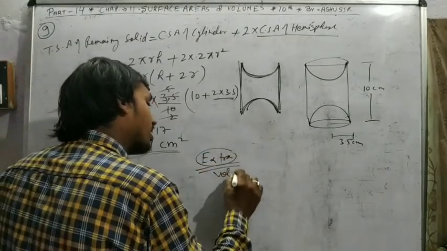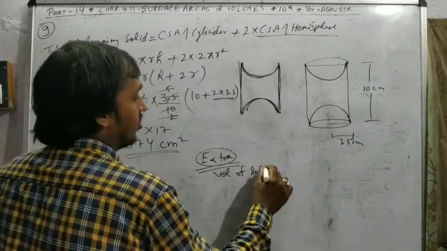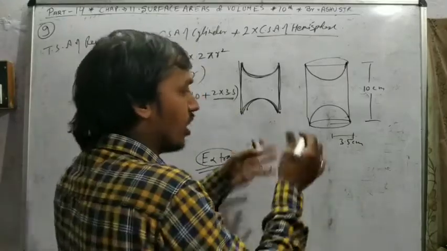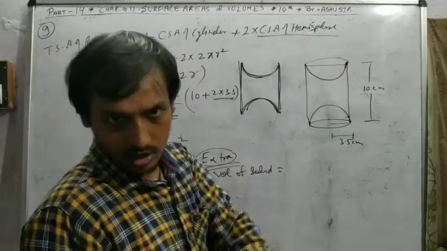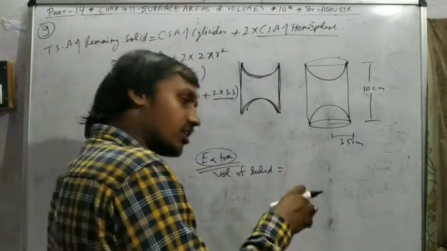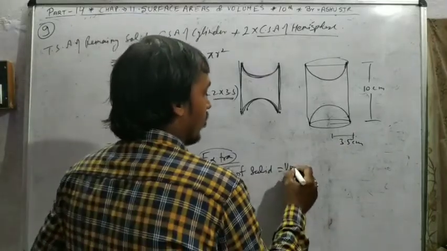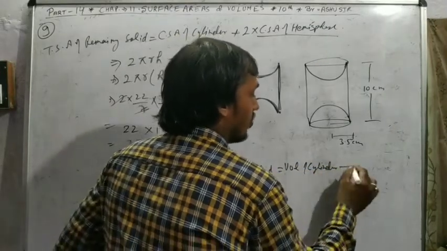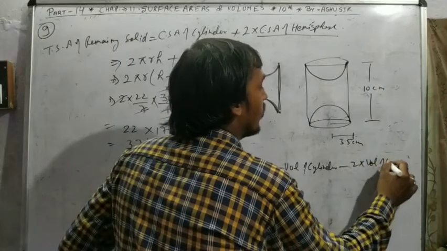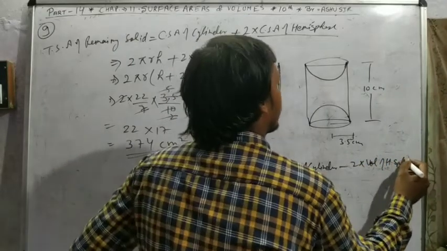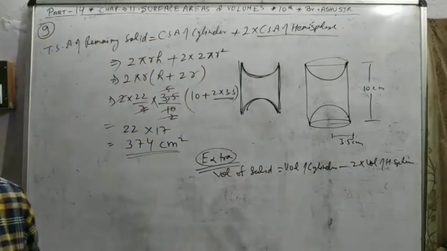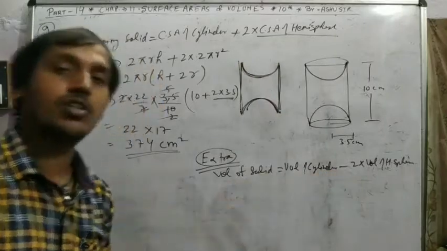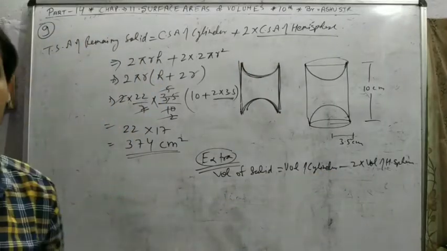If the question asks to find the volume of the solid, there is no confusion. For volume, you only have to consider adding or scooping: adding is plus, scooping is minus. So it is the volume of the cylinder minus 2 into the volume of a hemisphere. From the whole volume, 2 hemispheres are subtracted, so we get the volume of the solid. Pause the video, note it down.